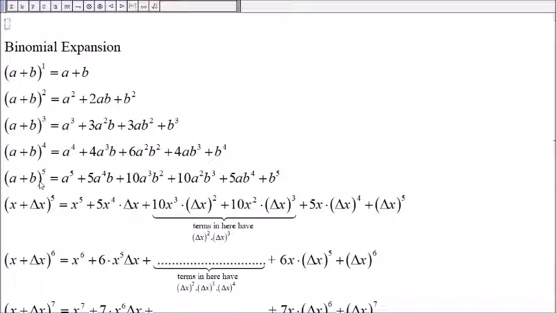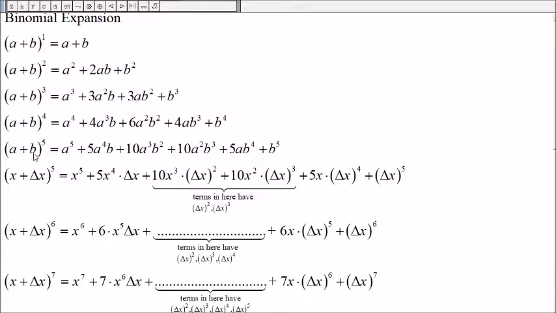And then for a plus b to the fifth, we get a to the fifth, and then 5a to the fourth times b. So 4 and 1 make 5. And then plus 10 times a to the third times b to the second, and then plus 10 times a to the second times b to the third. And 2 and 3 make 5. And then 5 times a to the first, b to the fourth. 1 and 4 make 5.